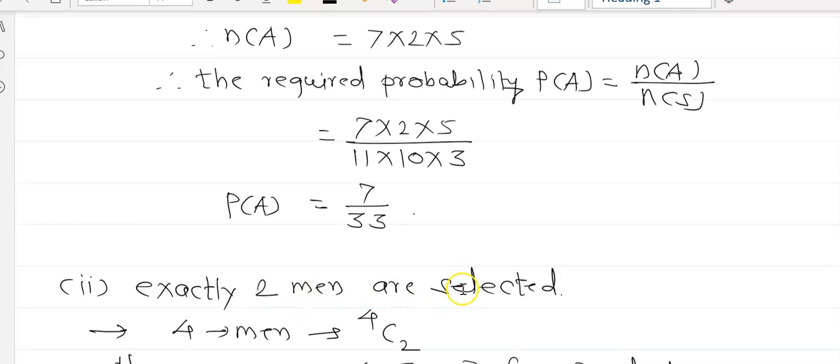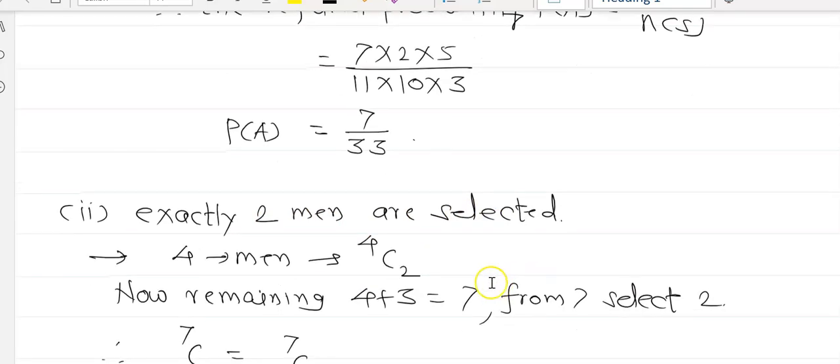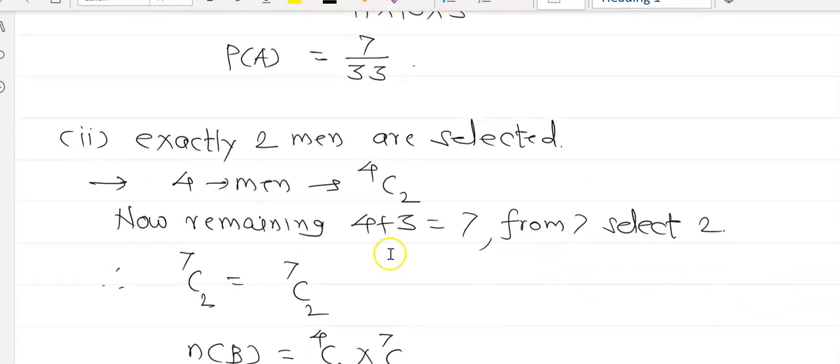Exactly 2 men are selected, out of 4 men. There are 4 men where we require exactly 2 men, therefore it is 4C2. Now the remaining are 4 women and 3 children. Total are 7. From these 7 we select 2, because in total we require 4, and that is 7C2. These 2 and these 2 make a total of 4.